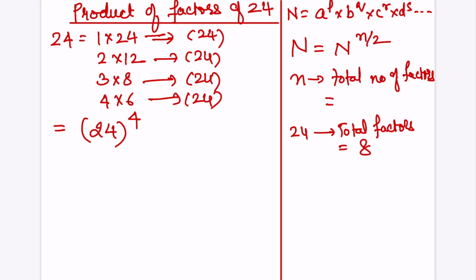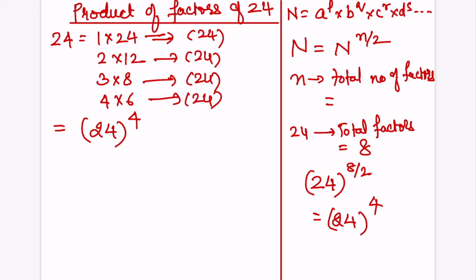So 24 was your number, small n was 8, so 8 by 2, so the answer is 24 power 4, which we have seen here by calculating it. This is easy when the question is very simple, 2-digit, but for larger numbers we have to use this formula, because we are not going to write all the products of the number.